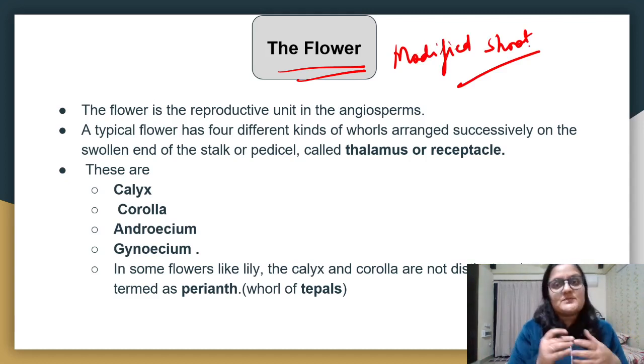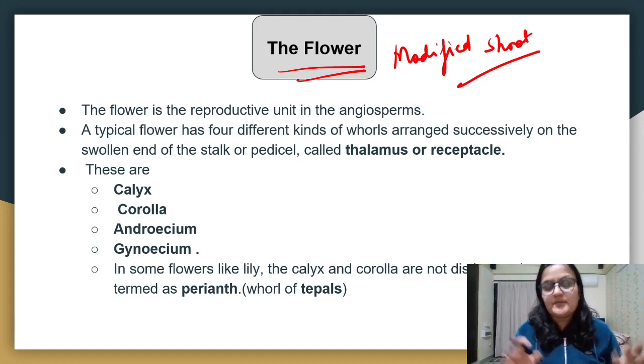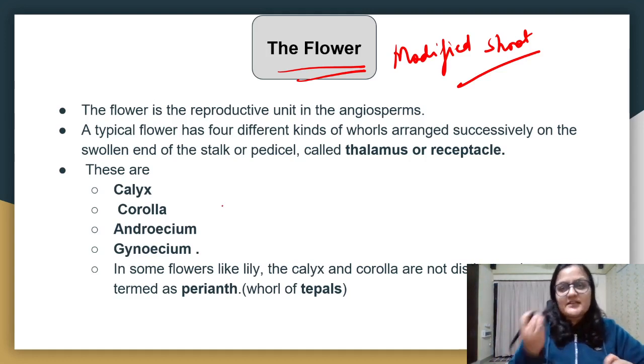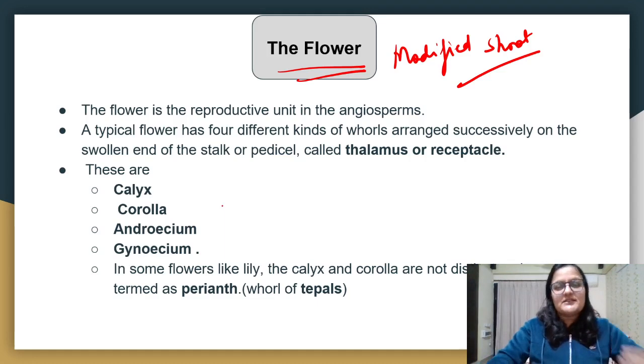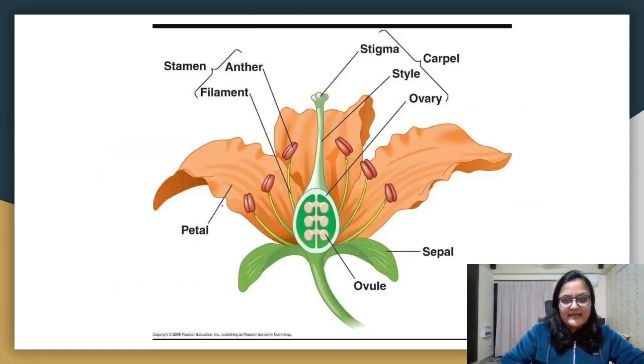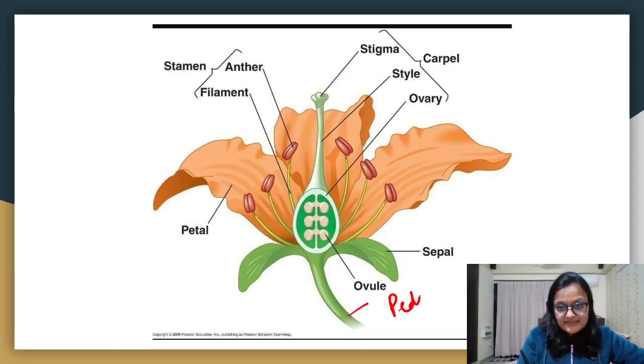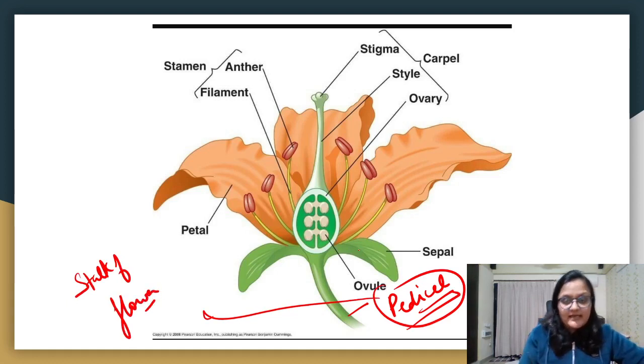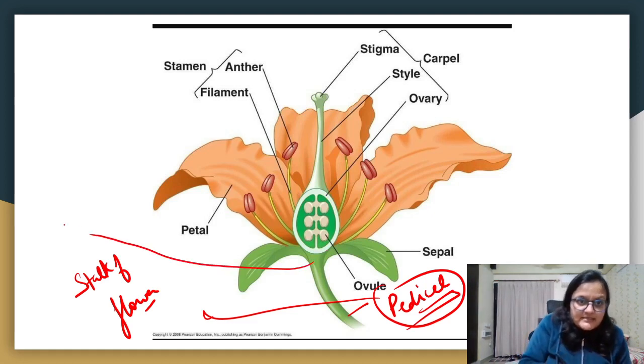This is present in all angiosperms, all the division angiospermic plants having the flower. When we look at the typical flower structure, I can show you the diagram here. This is a typical flower. This is the pedicel. Pedicel means the stalk of the flower. And this is the thalamus, on which the whole flower rests.